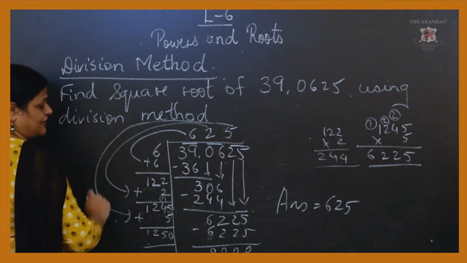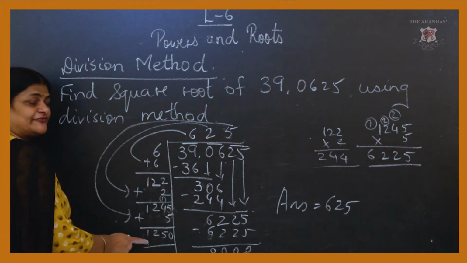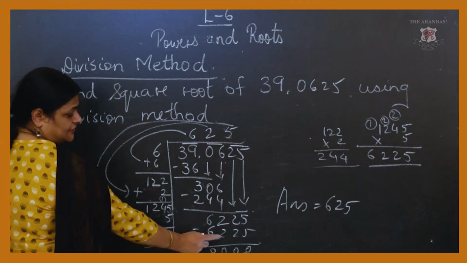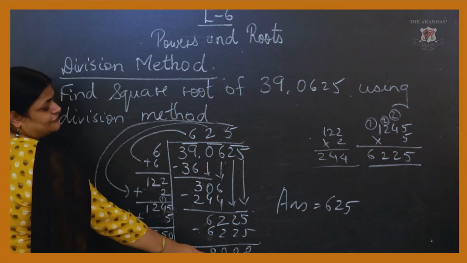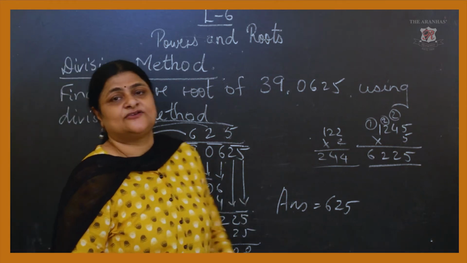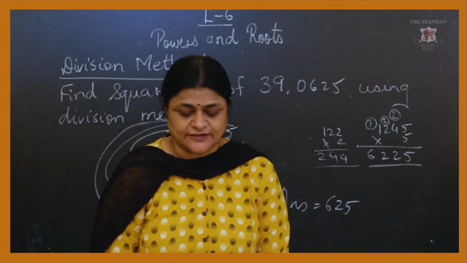This 5, again you're bringing it down over here to the left side, which will give you 1250. Here it will be 6225. Here 6225 minus 6225 will give you 0. So ultimately your result is 6.25. This will be your answer.